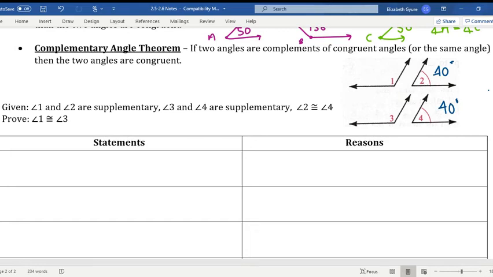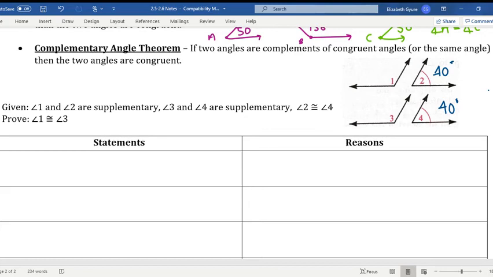So then what's angle 1 going to be? 140, okay. And then if angle 4 is 40 degrees, what's angle 3 going to be? 140. Is 140 equivalent to 140? So would they have to be congruent? Absolutely. And that's actually basically what we're going to do, except with the names instead of like 40.